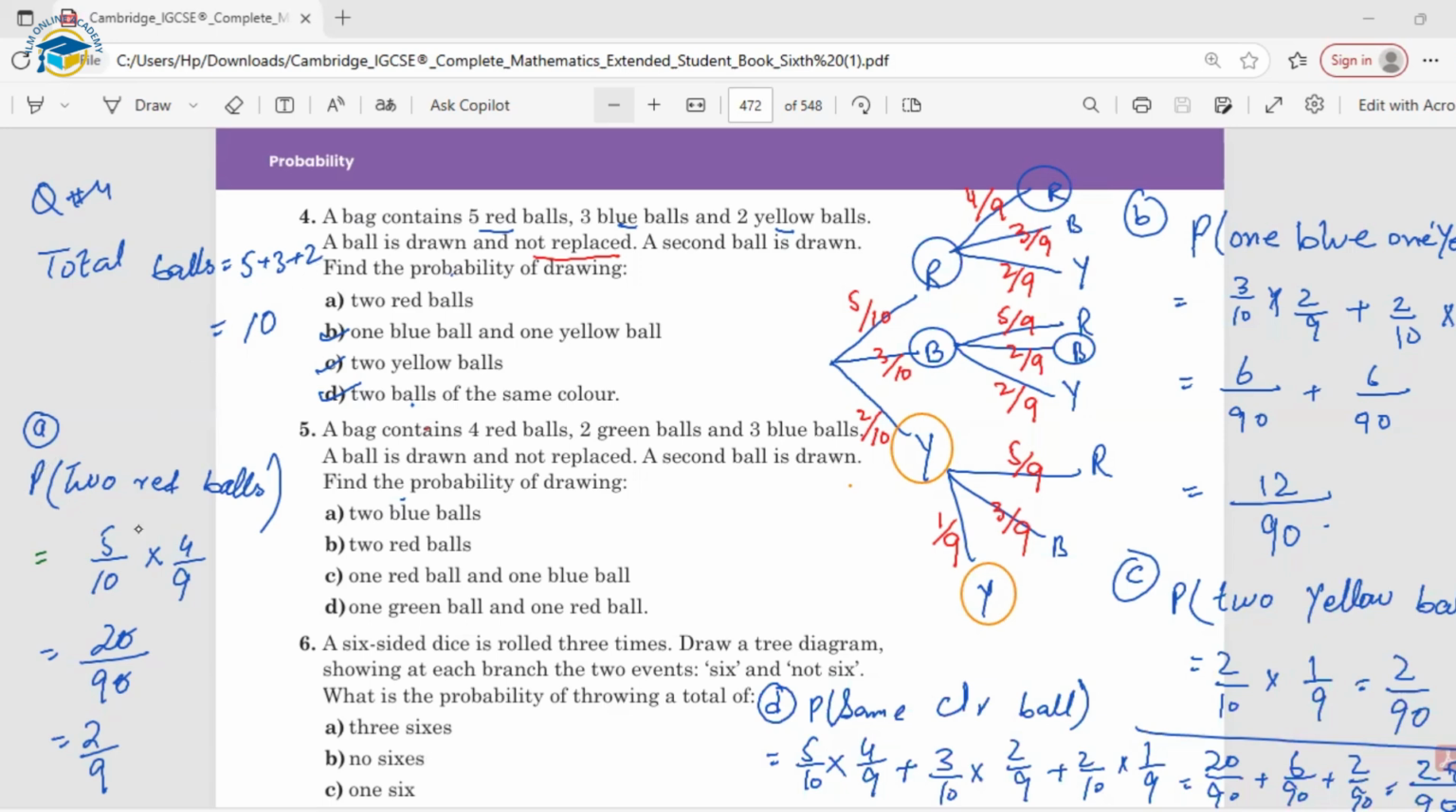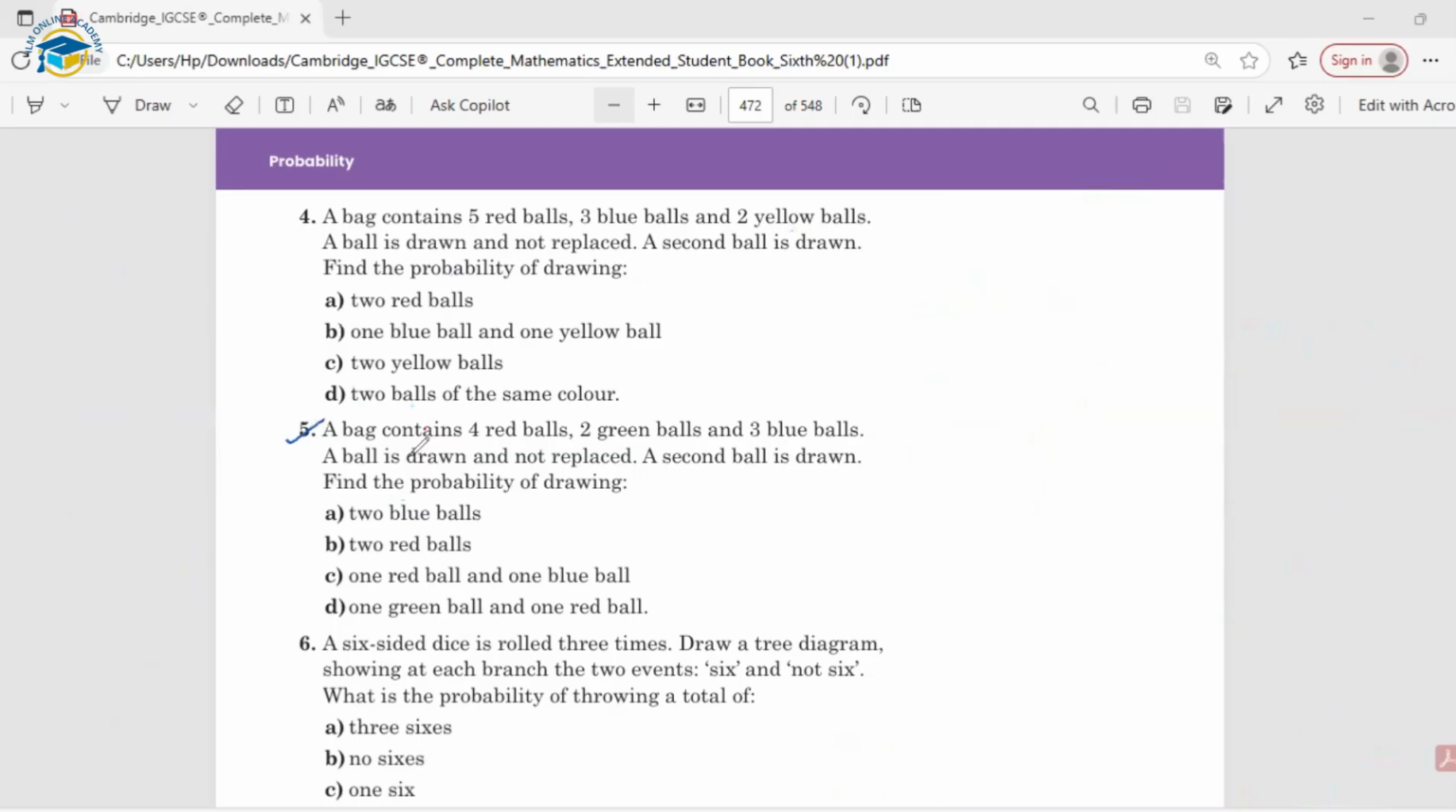Okay, now moving towards the fifth part, they're saying a bag contains 4 red balls, 2 green balls, 3 blue balls, and a ball is drawn but not going to be replaced. So second ball is drawn and we need to find the probabilities accordingly. Again, here we are going to draw the tree diagram. So let's go on with it.